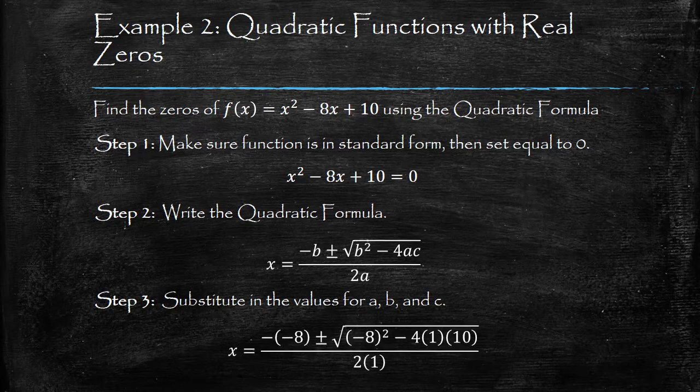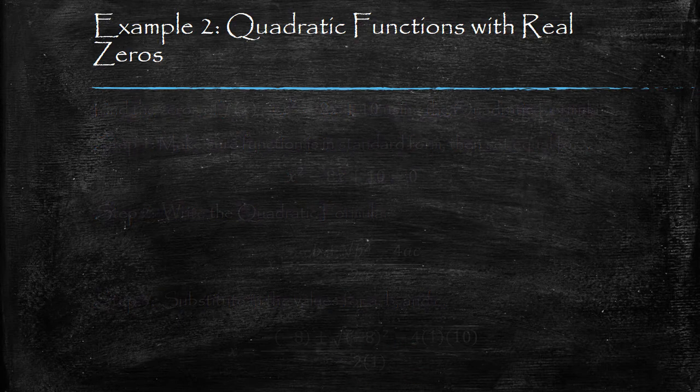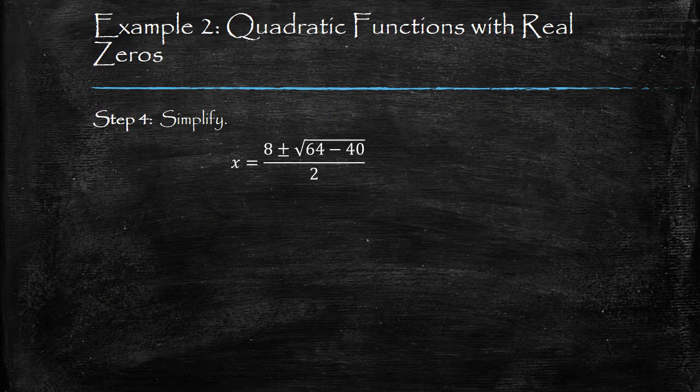Simplify it. Negative times negative 8, this is going to be positive 8. Negative 8 squared, positive 64. Negative 4 times 1 is negative 4, times 10 is negative 40. 2 times 1 is 2. So that's my first step of simplification. Simplifying. All right, do the math inside. 64 minus 40 gives me the square root of 24 under that.